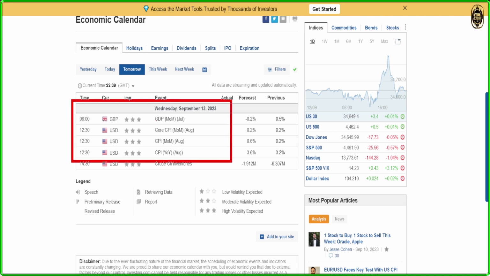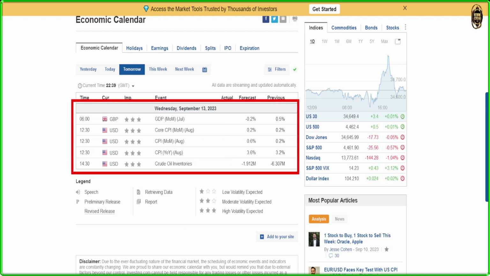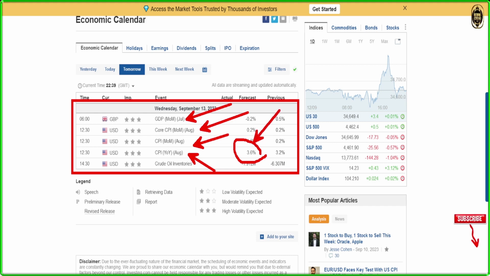The coming news for today, as you see, we got very important news. We got the GDP of the UK, we got the core CPI of the USA, we got CPI monthly and CPI yearly. And the forecast here is saying the CPI data is going to come very bad. It's going to come at 3.6, where the previous one used to be 3.2. That's very, very bad news for all the markets.